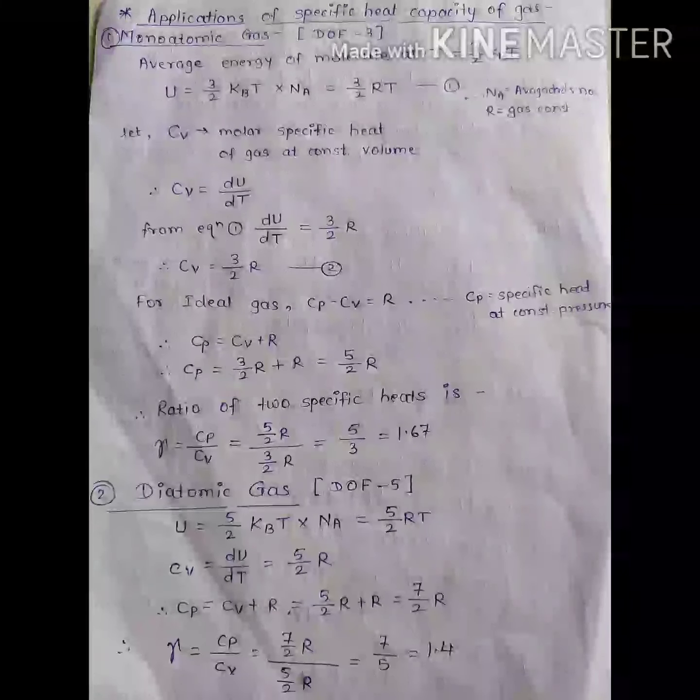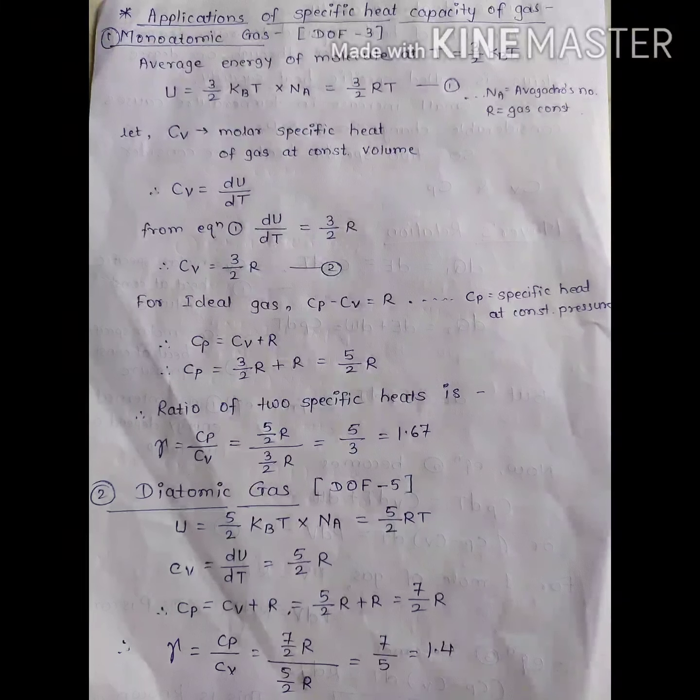Now we get the second equation, Cp. We know Mayer's relation, Cp minus Cv is equal to R. Therefore, the modified equation becomes Cp = Cv + R = 5/2 R + R. Here we substituted the value from the above equation, which is equal to 7/2 R.